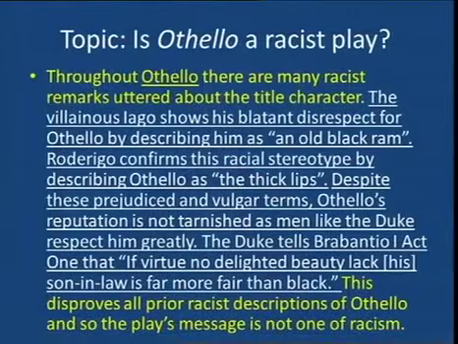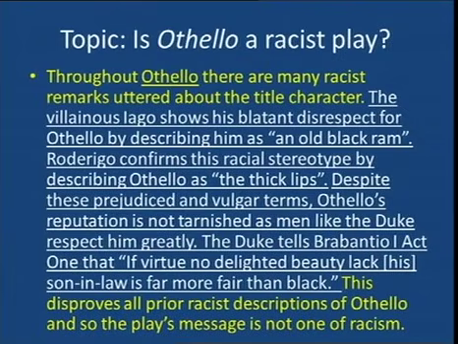So here's an example of a paragraph from this topic. And it says, throughout Othello, there are many racist remarks uttered about the character. The villainous Iago shows his blatant disrespect for Othello by describing him as an old black ram. Rodrigo confirms this racial stereotype by describing Othello as thick lips.